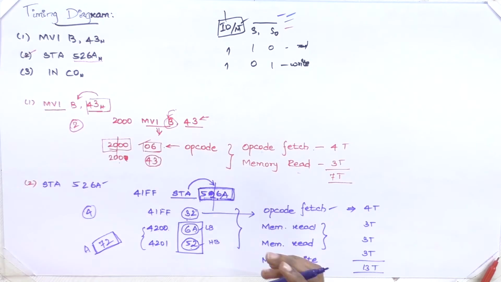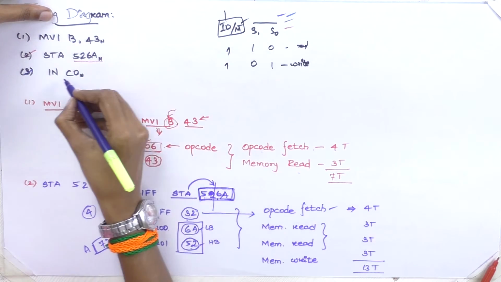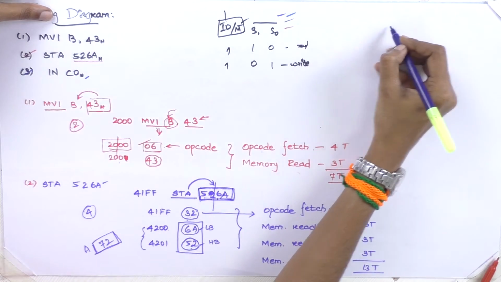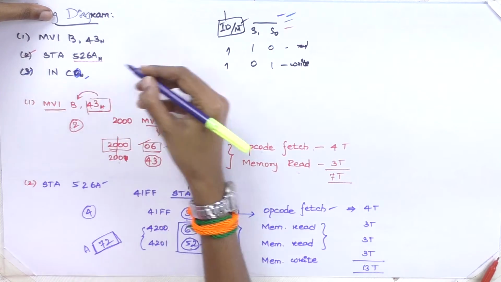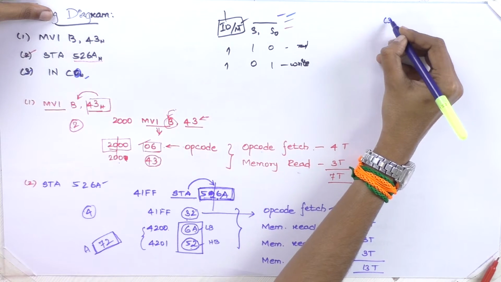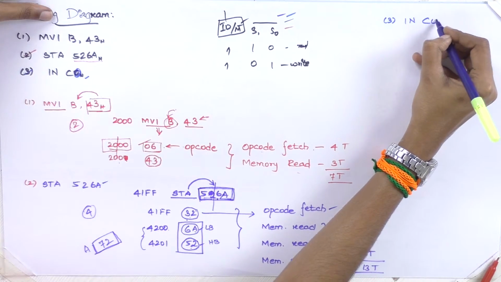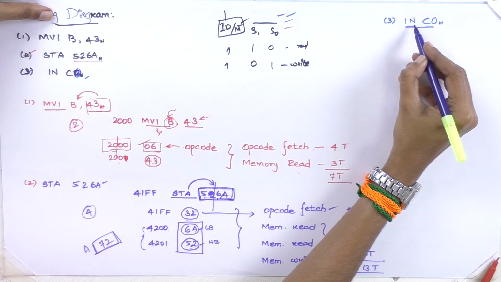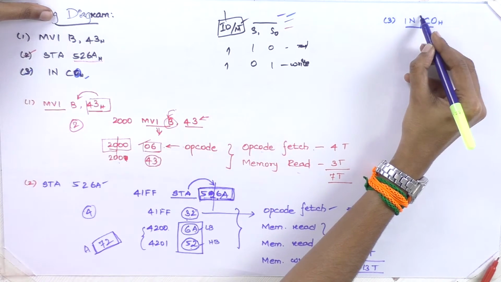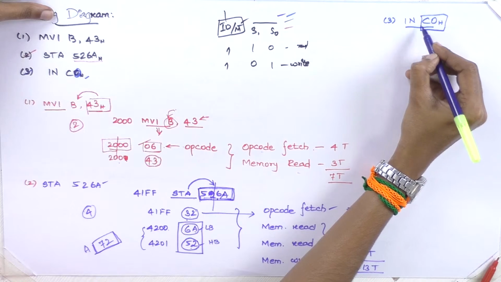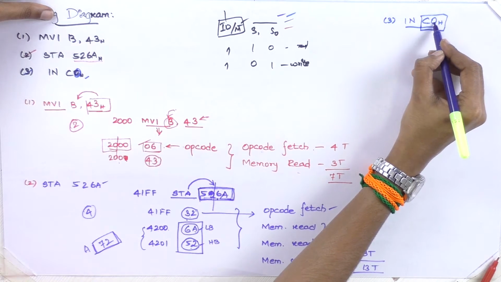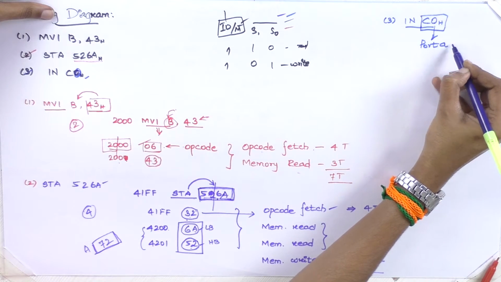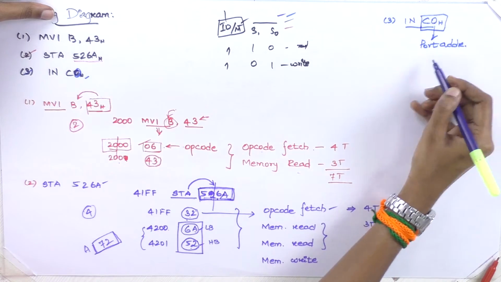The next instruction is IN C0H. Not CO, it's actually C0. In IN C0H, what this instruction represents is that the processor has to get a value from the peripheral device connected with this port address C0. This C0 is nothing but the port address. We have discussed this in the instruction set itself.